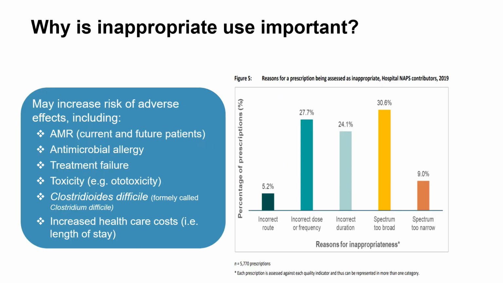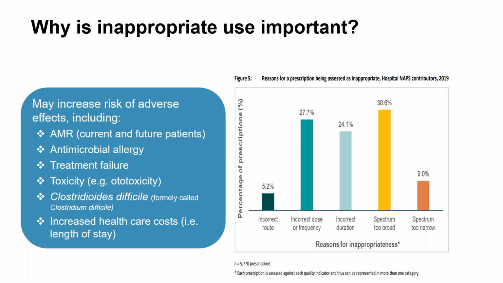So why is inappropriate use so important? The term inappropriate use means treatment which is not in line with the recommendations or local guidelines. Very few patients receive ineffective treatment, but therapy which is too broad spectrum is associated with increased risk of resistance or other side effects. Increased risk of adverse effects may include antimicrobial resistance in your current and future patients, antimicrobial allergy, treatment failure, toxicity, infections such as C. difficile or MRSA, and increased healthcare costs, for example, your length of stay in hospital.